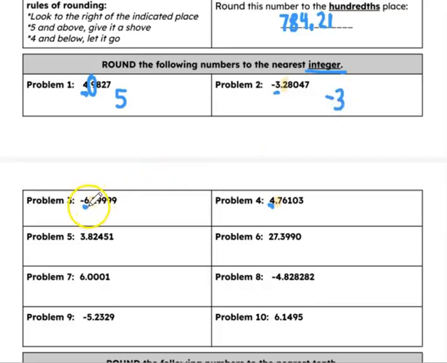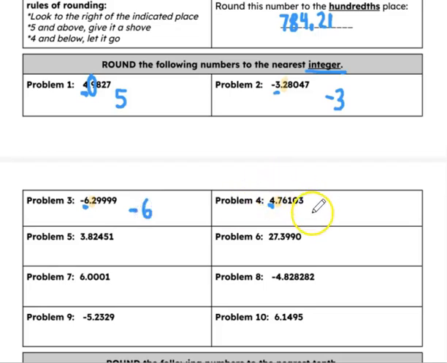A -6. So this is either going to stay a -6 or become a -7 based on what the number to the right is. The number on the right is a 2. Is that 5 and above, give it a shove, or 4 and below, let it go? Well, it's a 2 here highlighted, so it's 4 and below, let it go. So this stays a -6.